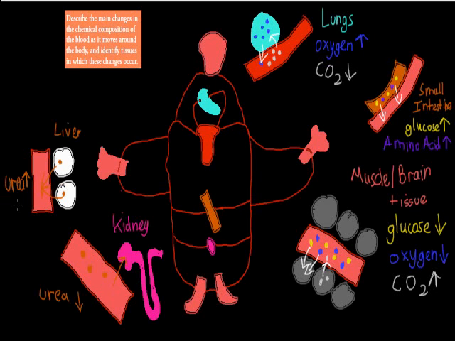That was: describe the main changes in the chemical composition of blood as it moves around the body and identify tissues in which these changes occur. So here we have to talk about what changes in terms of chemicals that go in or out of the blood when it travels from the heart to the other parts of the body. I'm going to go through each one step by step.